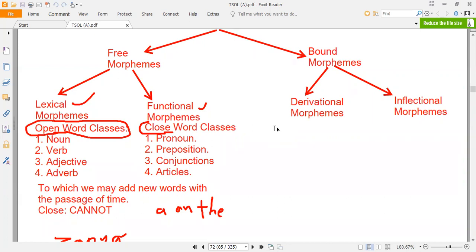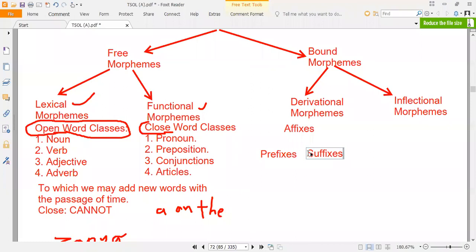Okay, derivation morphemes. Here we have got further divided into suffixes, prefixes and suffixes, and here we have got the first one is, let me write here.